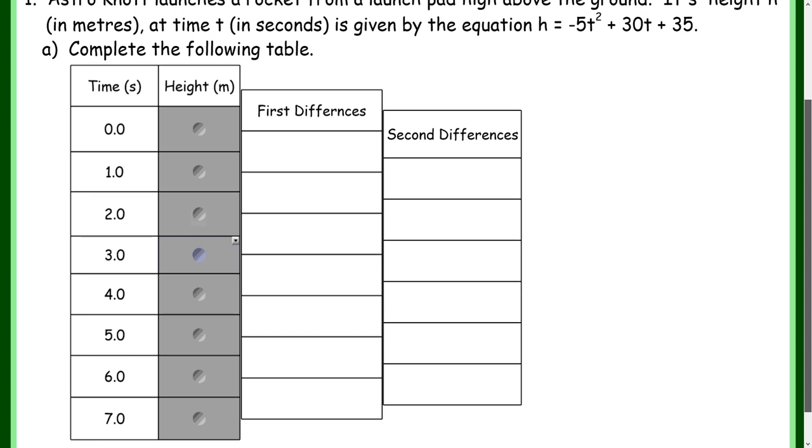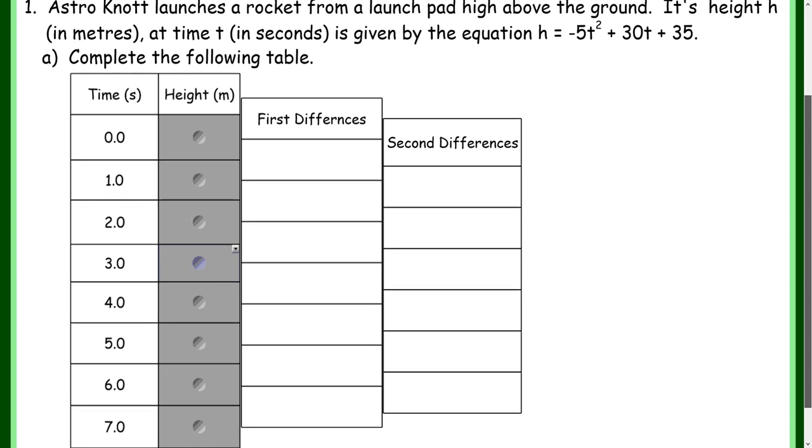So an astronaut launches the rocket from a launch pad high above the ground. So right away, that little bit tells you something right off the bat. If you don't understand it, if you don't see why, read it again and figure that out. Its height, h in meters, at time t in seconds, is given by this equation. Complete the table. So what I want you to do is complete this table of values using this equation and using these points down here. I want you to use all these points.